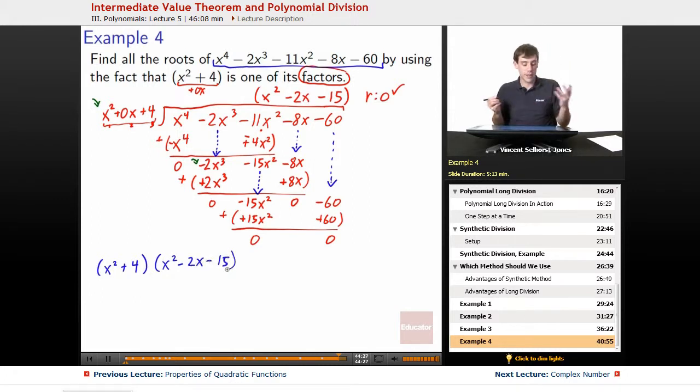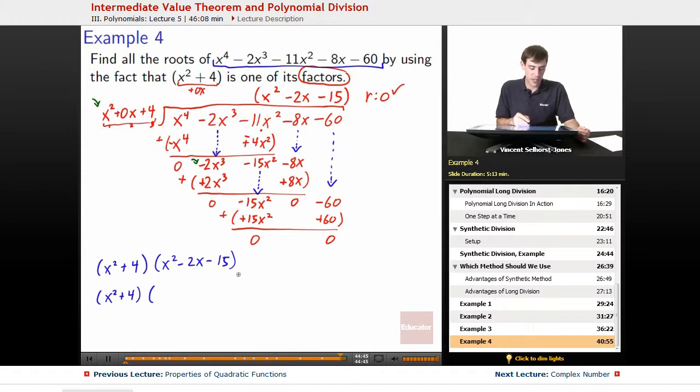So let's keep breaking this up. X squared minus 2x minus 15, how can we factor that? X squared plus 4, can we factor that anymore? No, we can't. It's irreducible. If we were to try to set that to 0, we'd have to have x squared become a negative number. There's no real numbers that do that. So that one, that's irreducible. We're not going to get any roots out of that. No real roots there.